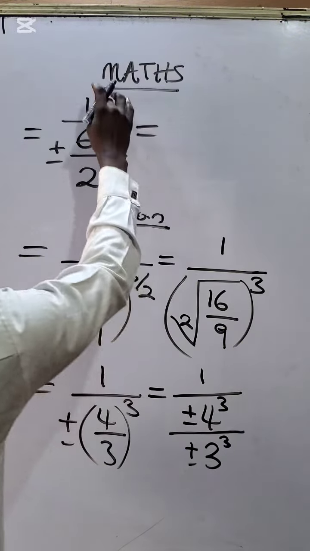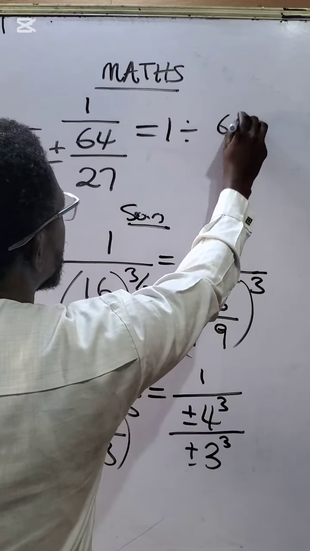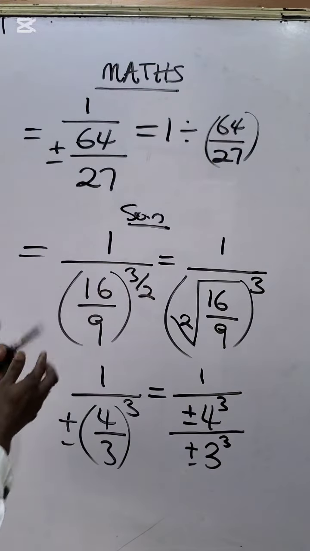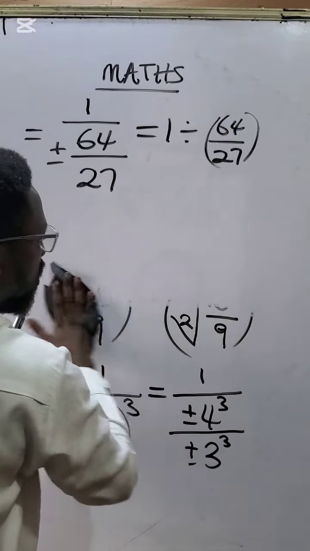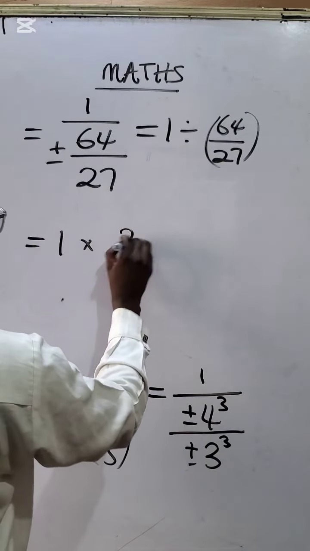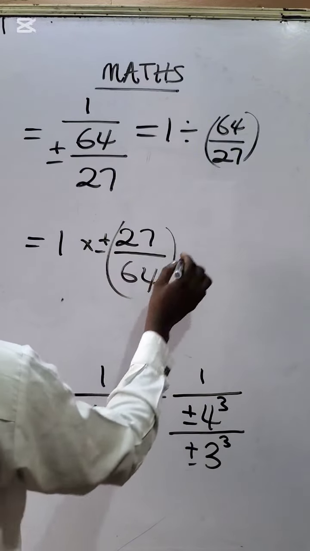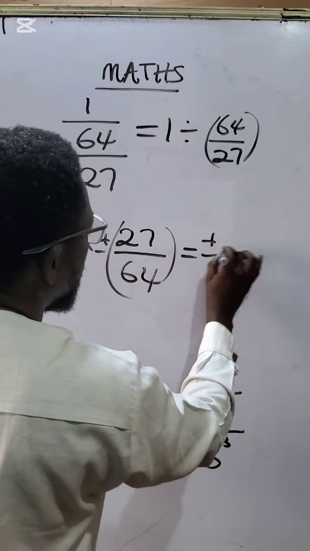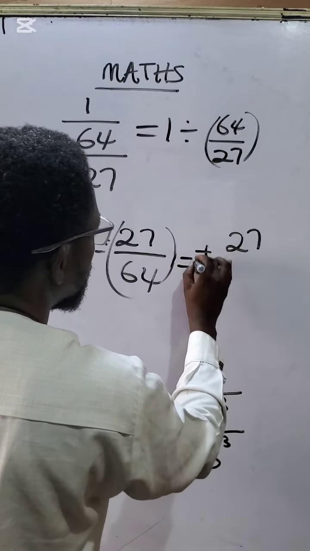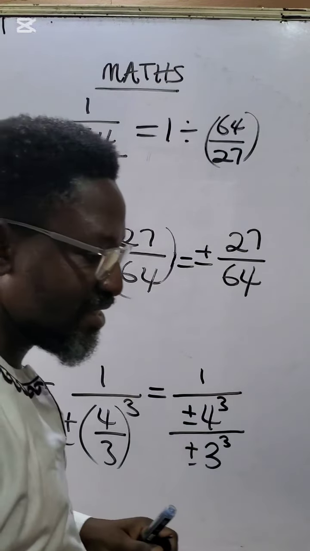So this one becomes 1 divided by 64 over 27. This is just by inverting. Remember, it's going to be plus or minus. So change the division sign to multiplication, then I will invert. So I'll get 27 over 64 plus or minus. So the final answer becomes plus or minus 27 over 64. That is the final answer.